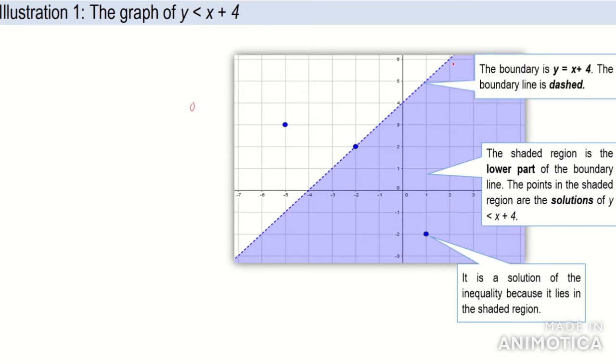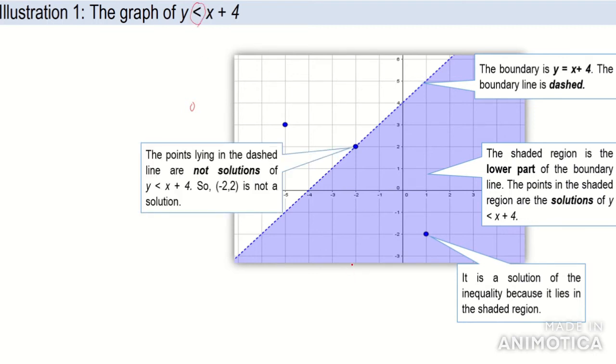Now, this is what we call our boundary line. The boundary line is y is equal to x plus 4. The boundary line is dashed when we have the inequality less than. And then we have here the points lying in the dashed line are not solutions of the inequality. So the point with coordinates -2, 2 is not a solution.